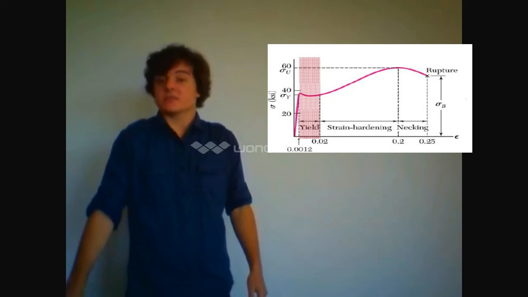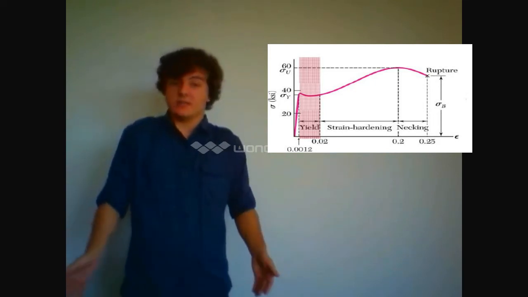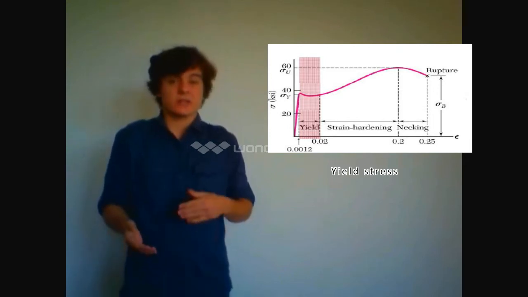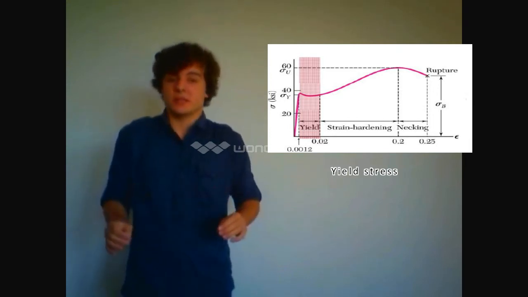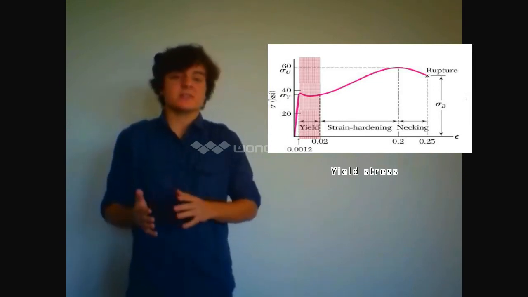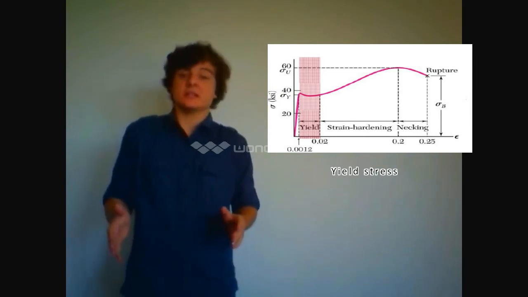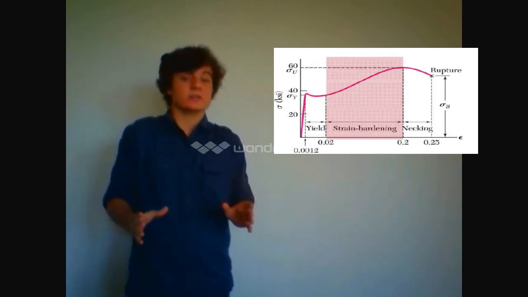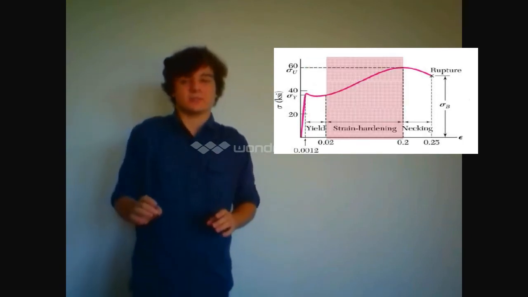The next section of the graph is the yielding region. This region begins at the apex of the elastic deformation region, otherwise known as the yield stress. This is the point where permanent elongation begins to occur. As you can see, the slope rapidly decreases until it plateaus and remains near horizontal. In other words, a large strain increase, but a low stress increase.